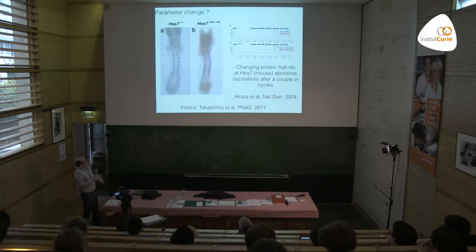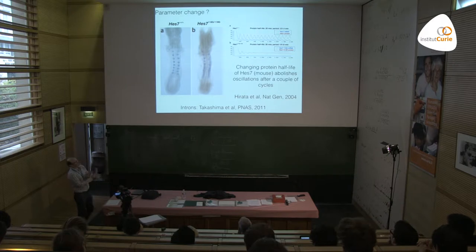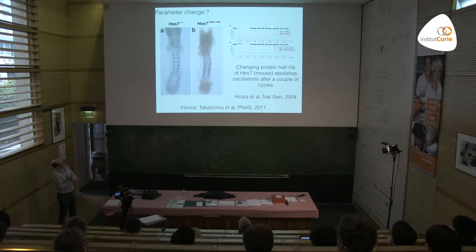People have tried to change parameters. It's just a slide to show you that people try to change these delays. And it somehow works, but in a kind of disappointing way. You can change, for instance, the protein half-life, go from 20 to 30 minutes. And then you see, the problem is that you kill the oscillation when you do that. And you just have damped oscillation.